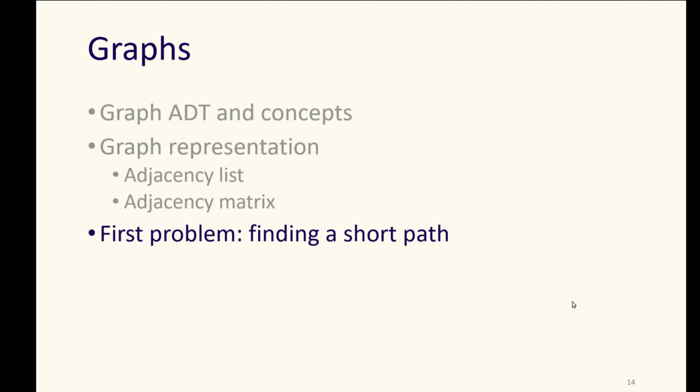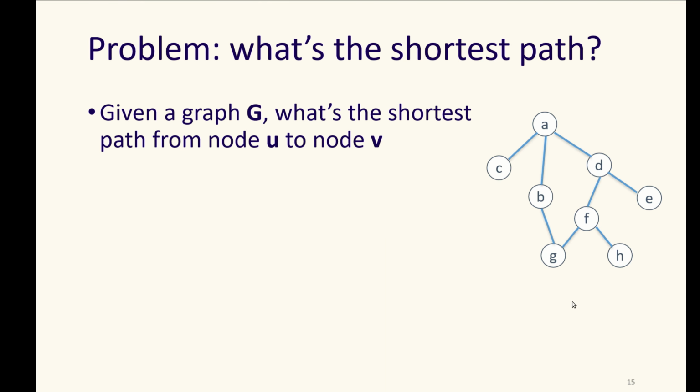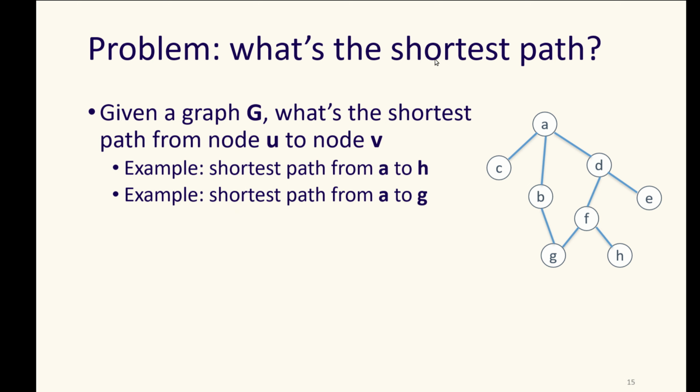Let's look at our first actual problem of using a graph to solve something. We want to find the shortest path. So given a graph G, we want to ask questions like, what's the shortest path from some starting node U to some end node V, such as going from A to G in this graph. The example we'll step through is going from A to H, which is a little bit out here, so we'll have to do a little bit of work for it. And similarly, finding a path from A to G, like I mentioned, could be a simpler one.